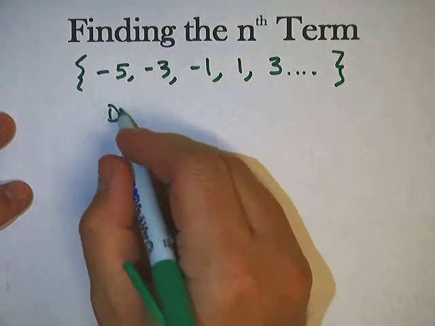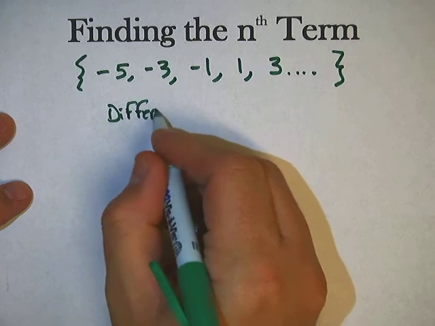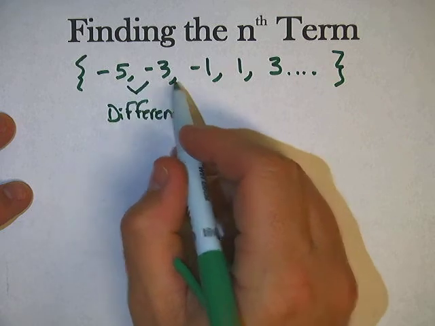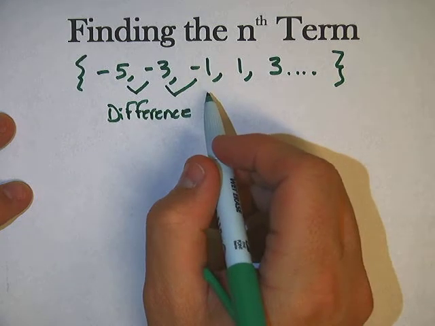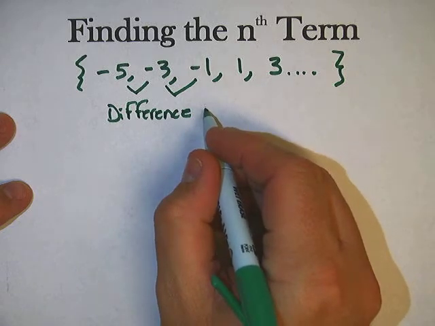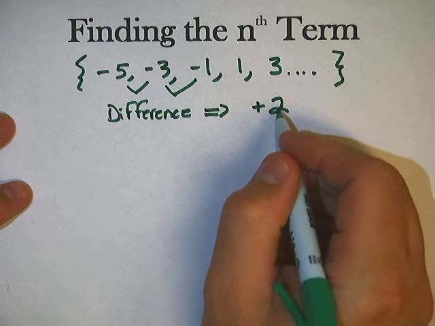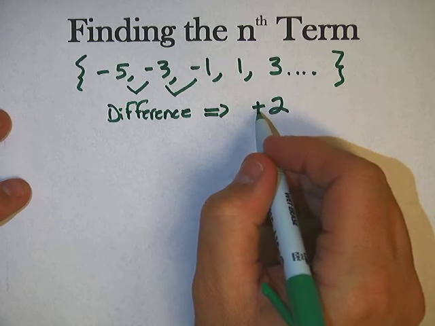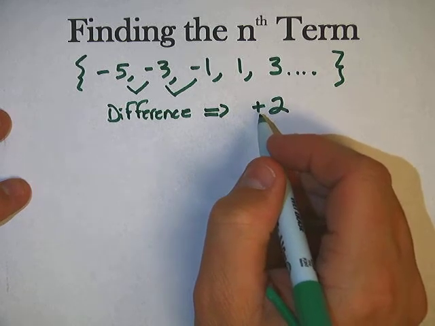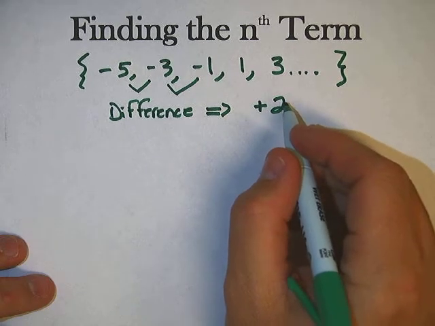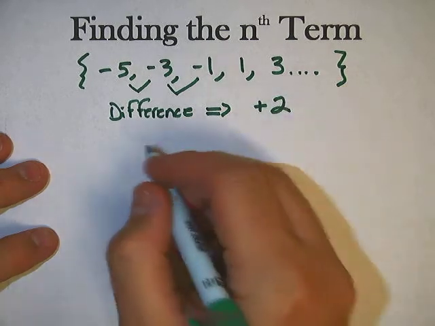One, I look at what is the difference, what's changing each time along this sequence. Well, we can see that each time the number is being increased by 2. So the difference is a +2. Now it's important to note that it's a +2 because this will work with sequences that are decreasing in value as well. The difference is +2.